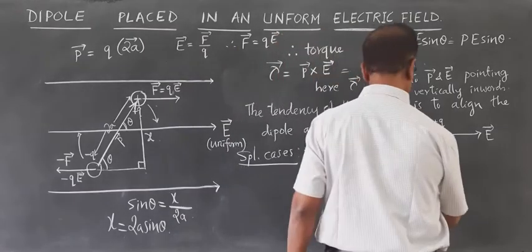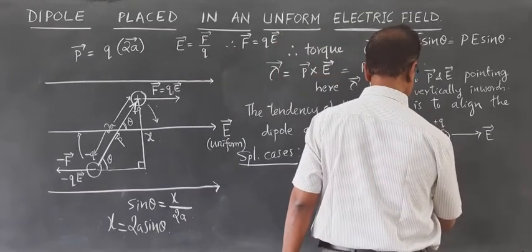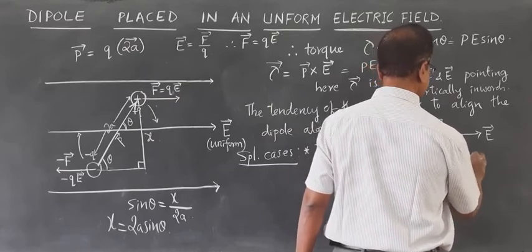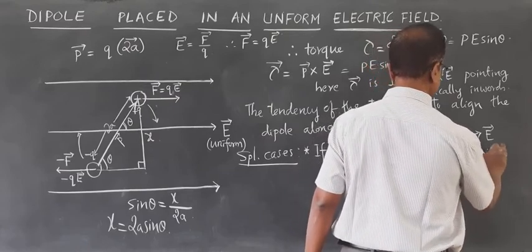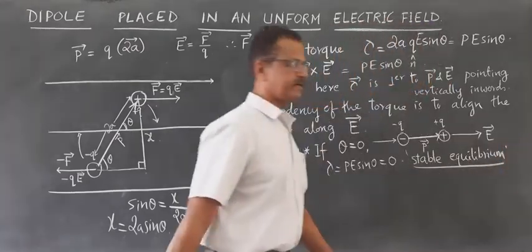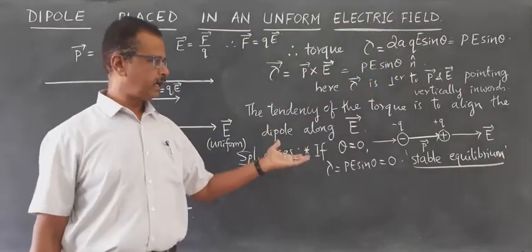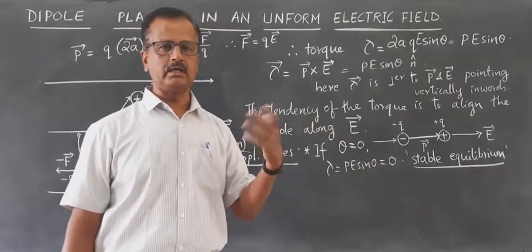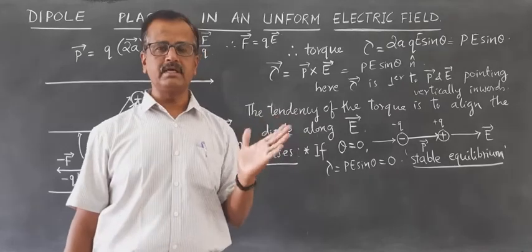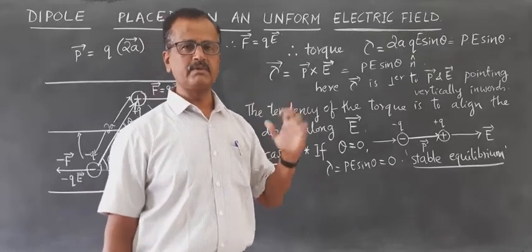It is said to be in stable equilibrium. Equilibrium because net force is 0 and it does not turn on either side, therefore it is said to be in stable equilibrium.